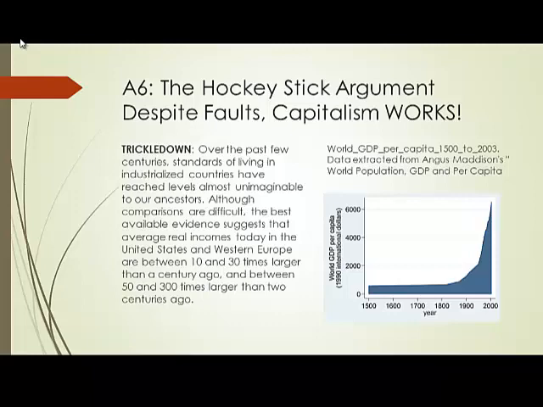The latest argument, which is made in the core textbooks of economics and is now the new thing, also attacks conventional microeconomics. Lots of people are attacking it, and they have come up with a new argument. The first chapter talks about the hockey stick. This is the graph. It says that standards of living have reached an unimaginable level. Average real incomes today are between 10 to 30 times larger than a century ago and 50 to 300 times larger than two centuries ago.